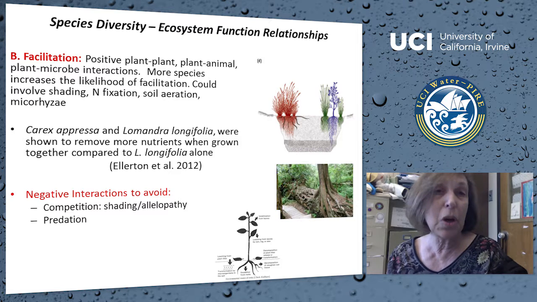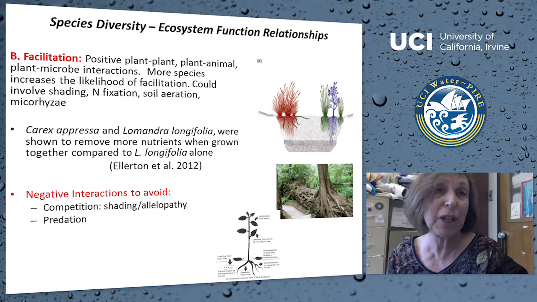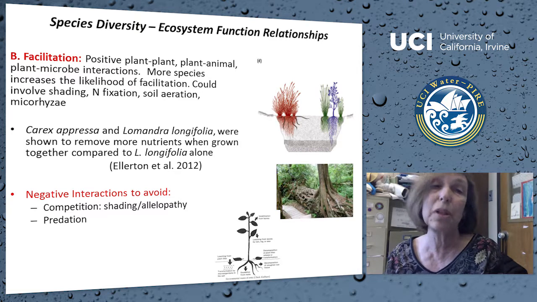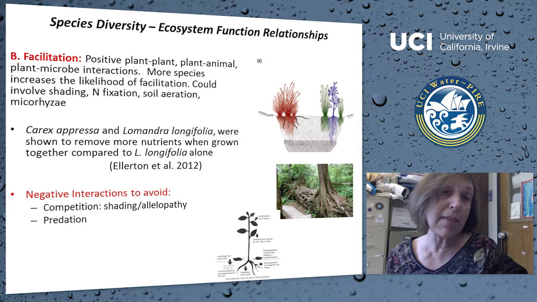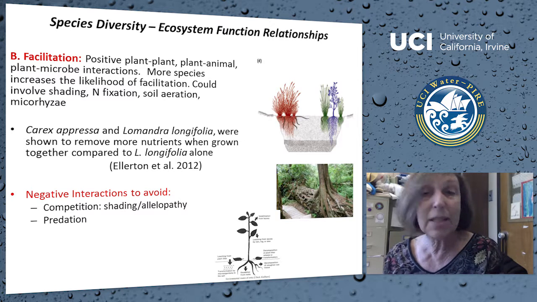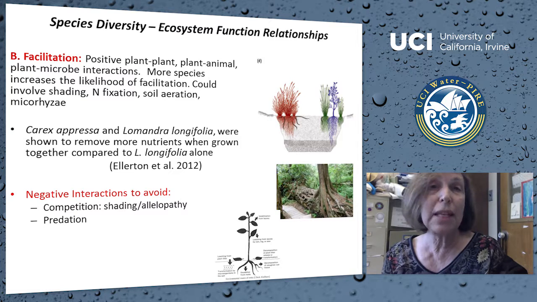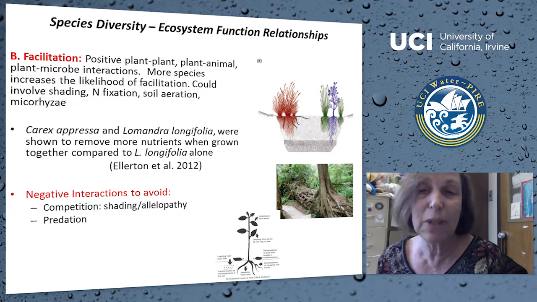One example we do know that exists is that two species that are common in biofilters in Australia, Carex oppressa and Lomandra longifolia, were shown to remove more nutrients when grown together compared to Lomandra longifolia alone. It's also important to note that some plant species have negative interactions. They might shade each other or have chemical interactions that are bad, and so we would want to avoid putting those two species together. So to illustrate the concept of facilitation, I give you a song.